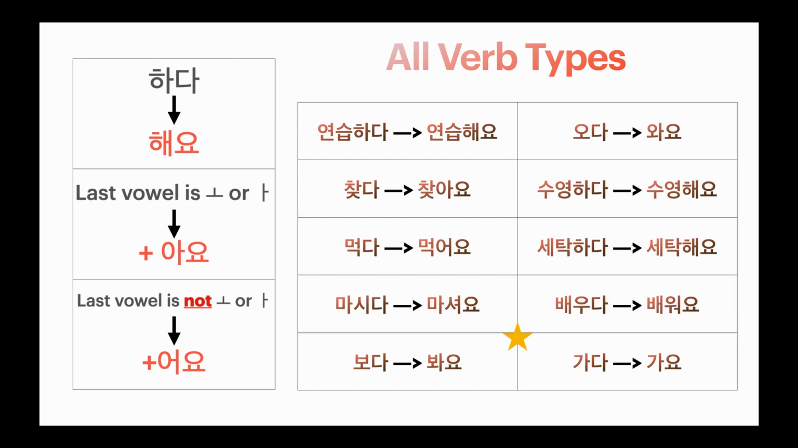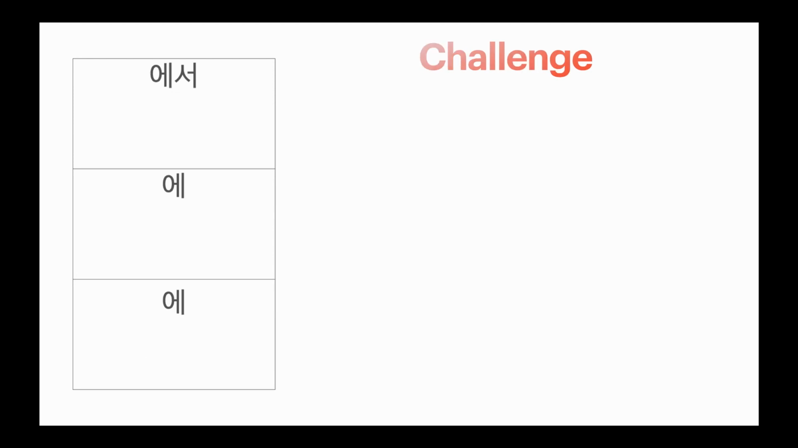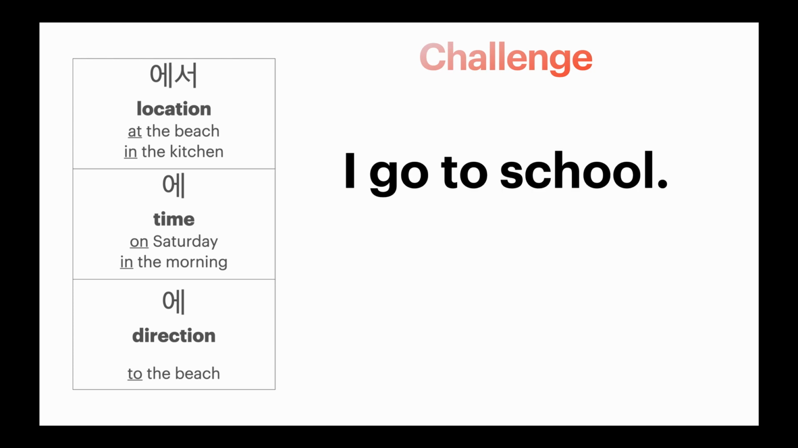And just in case you don't have the translation for these verbs, here they are right here. And finally, if you're not sick of this video yet, we've got a final challenge for you using the particles 에서, which is the location particle as in at the beach or in the kitchen, 에 to represent time as in on Saturday or in the morning, and 에 to represent direction as in the word to, like to the beach. So let's get started with I go to school.